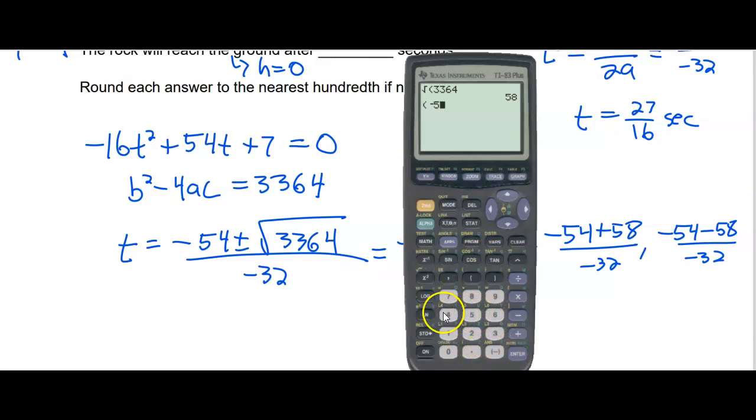So negative 54 plus 58 divided by negative 32. And let me do the other one as well. Minus.